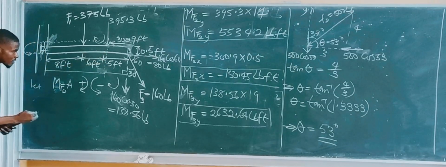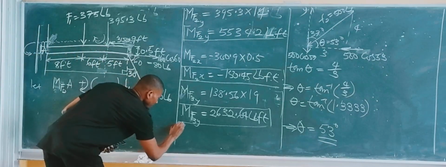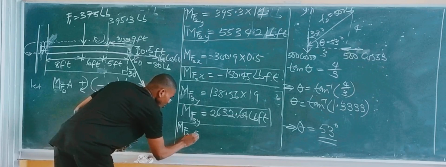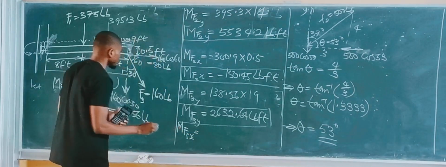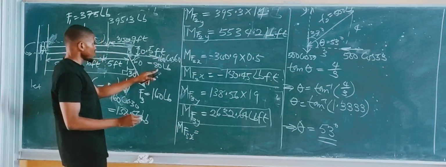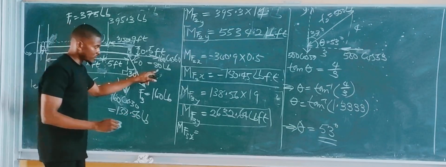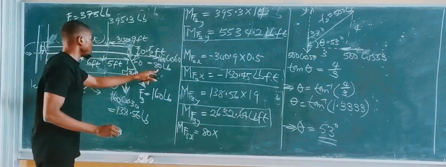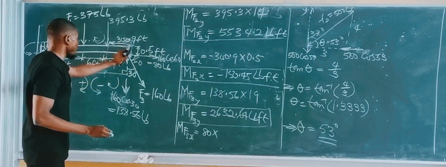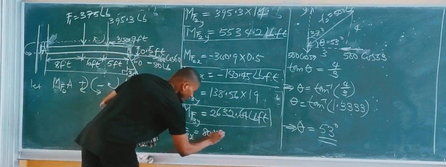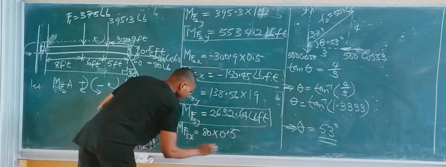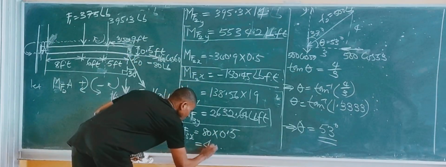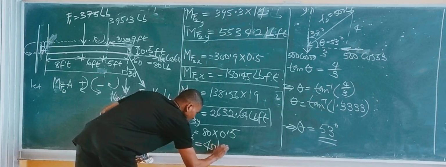So the moment of that force, M F3x, is now equal to the force, which is 80 pounds. The horizontal component of the force gave us 80 pounds. So you have 80 multiplied by the distance, in this case the height, 0.5 feet. That moment is equal to 40 pounds-feet.